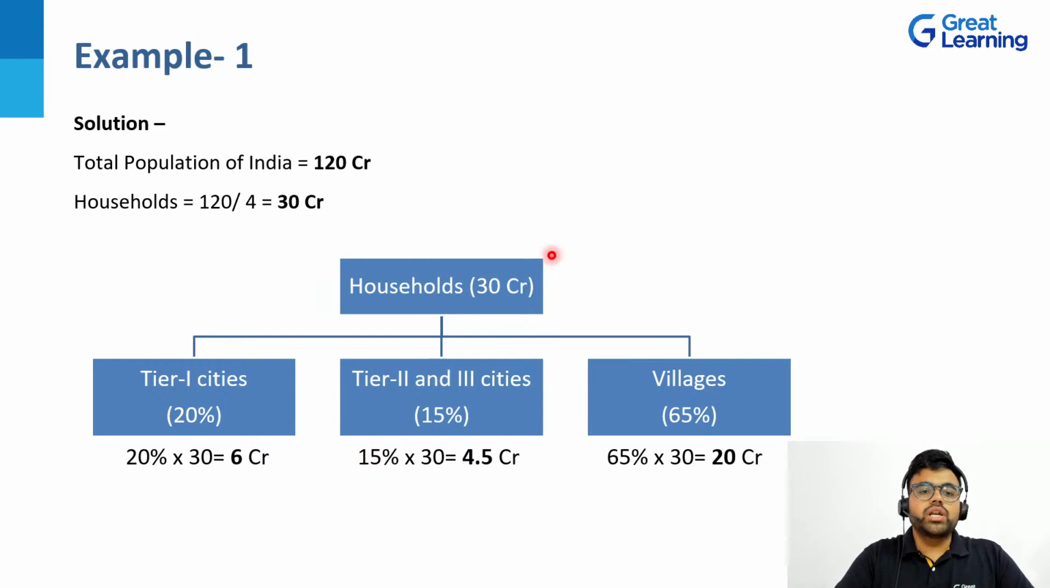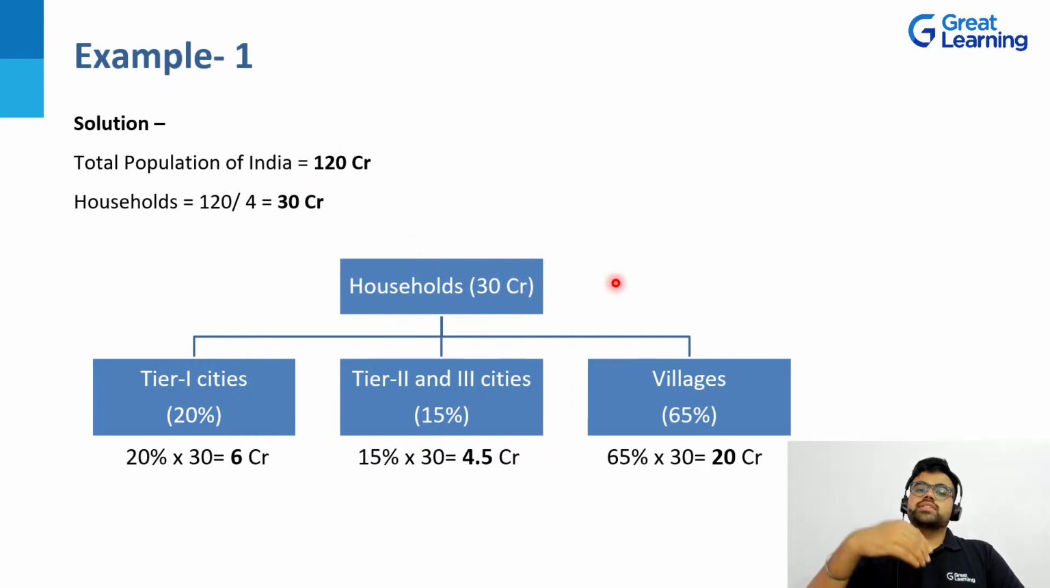Okay. So 120 crores divided by 4 would give you 30 crores. Why 4? Again, we are considering that each household has 4 members. So if you divide the total population of India by 4, you get 30 crore. Now this is the number of households that India has. So households are 30 crores.